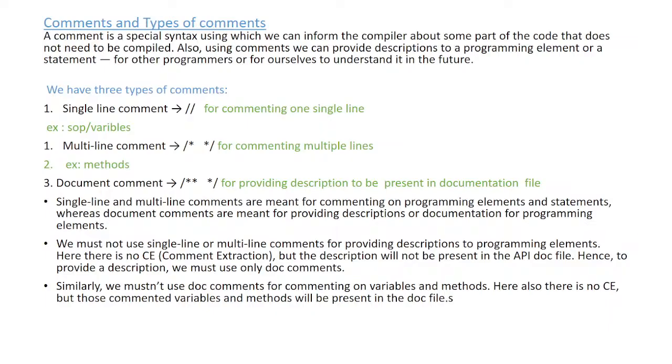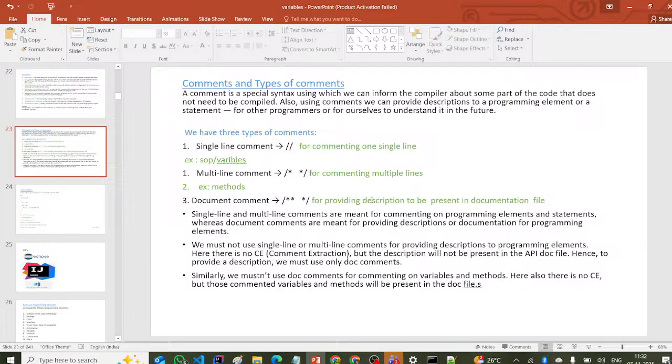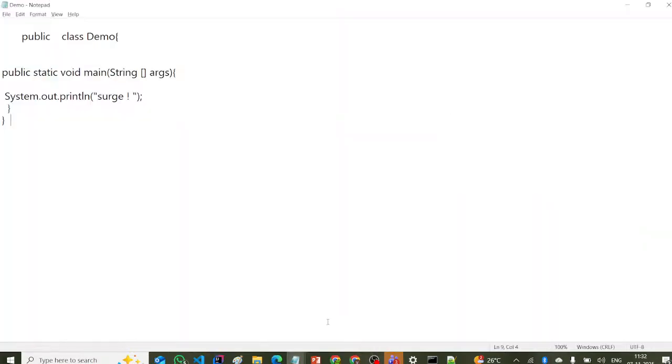And the third point: similarly, you must not use document comments for commenting on a variable or method. We have to use single line and multiple line comments. Otherwise there is no compile time error, but those commented variables and methods will be present in the document file. Done. So this is the thing. We will do some practical, and after that we will wind up.